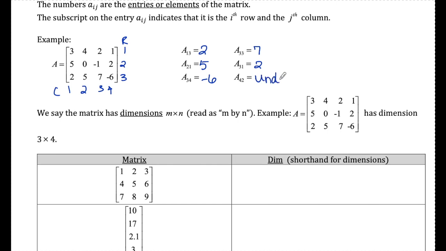There's no element there. We say that a matrix has dimensions m by n, where m represents the rows and n represents the columns. So in this matrix here, matrix A, I have 1, 2, 3 rows and 1, 2, 3, 4 columns. So this matrix has dimensions 3 by 4. It's going to be important to be able to identify the dimensions of a matrix when we do matrix multiplication. So that will be next, but we're going to practice identifying the dimensions of a matrix.